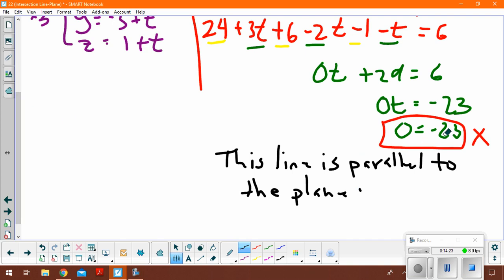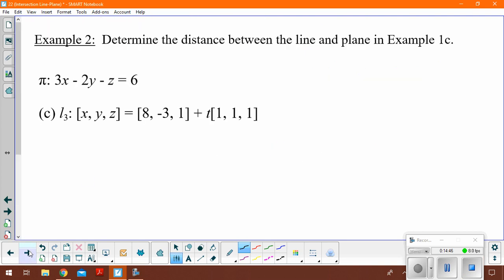So yeah, that's how that turns out. If they're parallel, they don't intersect at all. When you start solving for t, you'll get something like this that says they're not parallel. Okay, sorry, the fact that you get nonsense, 0 equals negative 23, means they're going to be parallel. All right, our final thing, now that we know this is parallel, we're going to talk about distance.